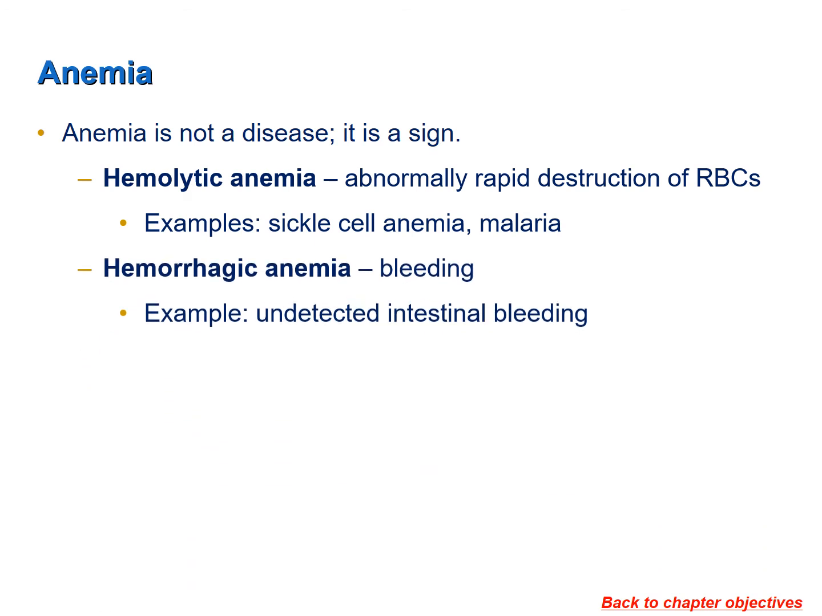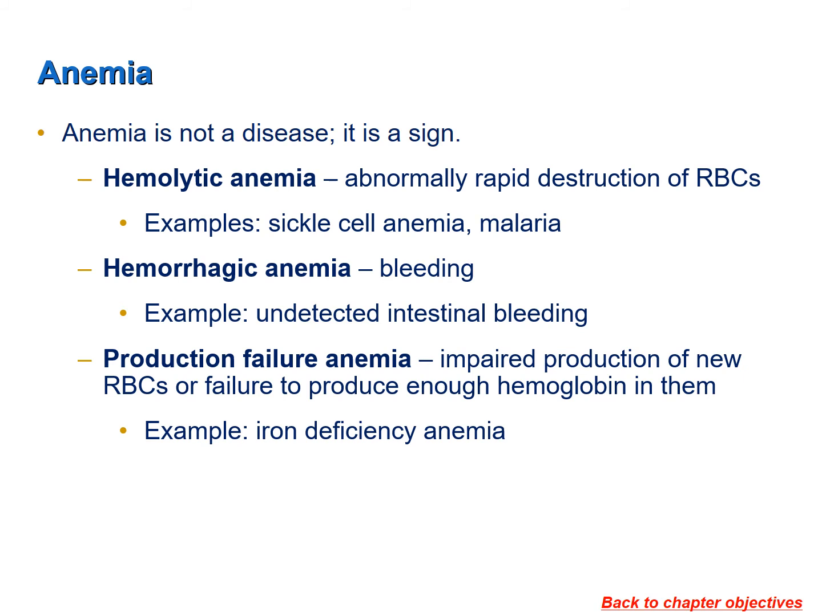In hemorrhagic anemia, the individual loses a lot of blood through bleeding, and they lose red blood cells faster than the red blood cells can be replaced. Therefore, there's a drop in the hemoglobin content and oxygen capacity of their blood.